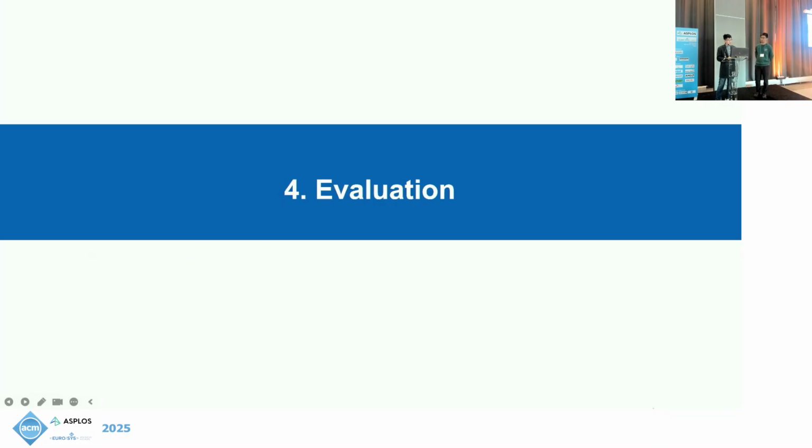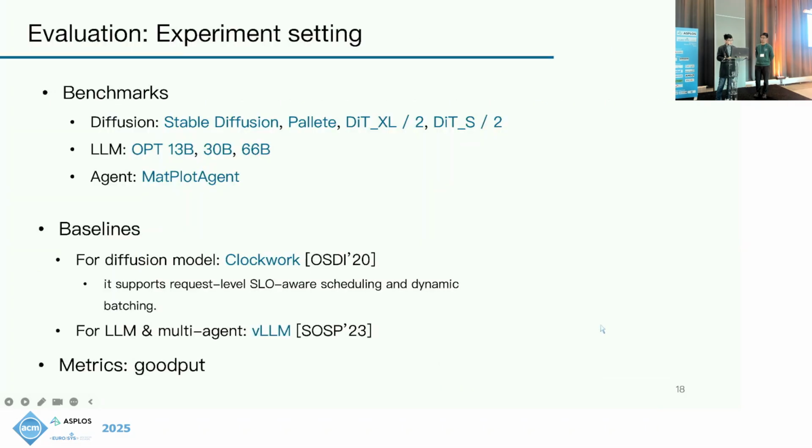Finally, we will show some experiment results of NeuStream. We evaluate NeuStream on 3 representative types of modern model families: diffusion models, large language models, and multi-agent applications. For diffusion models, we use Clockwork as the baseline, which supports request-level SLO-aware scheduling and dynamic batching. For large language models and multi-agent applications, we compare NeuStream with vLLM. The performance metric is goodput, that is, the number of served requests that meet their SLO requirements per unit time.